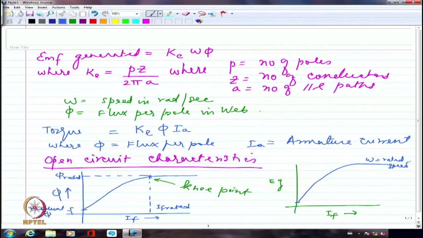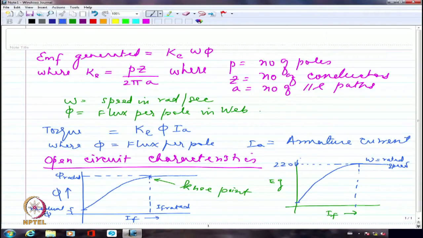Right? I am operating this at rated speed. So if it is a 220 volts machine or something like that, when I am applying the rated value of field current, which corresponds to rated flux, I will get 220 volts as the value of voltage. So this is going to be rated voltage. I'm talking about 220 volts as the rated voltage in this particular case.